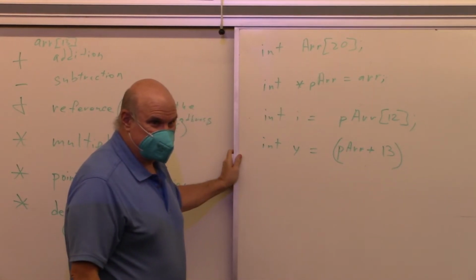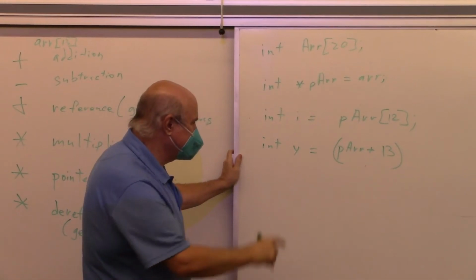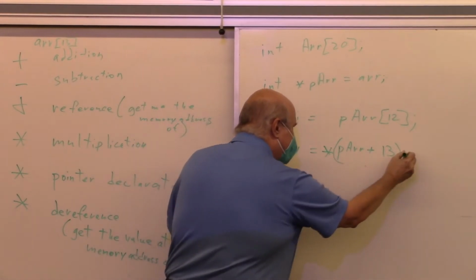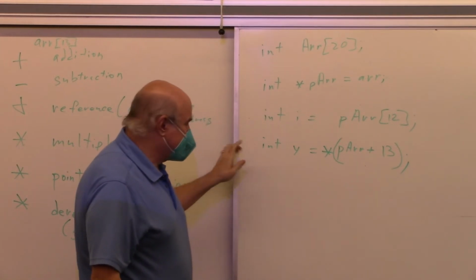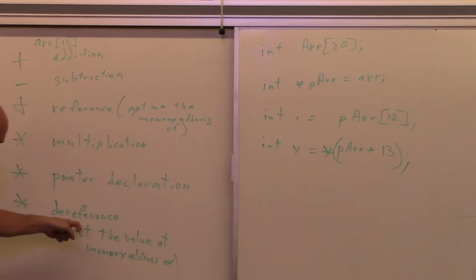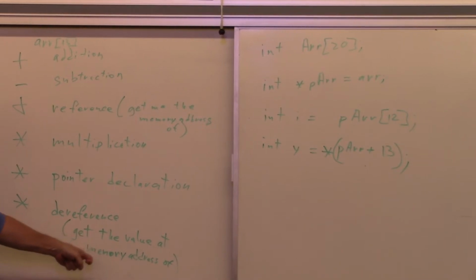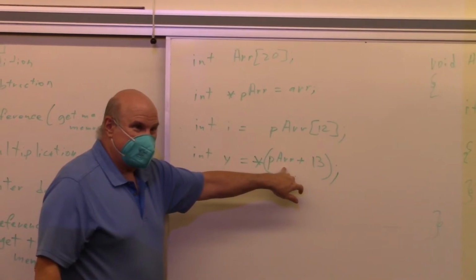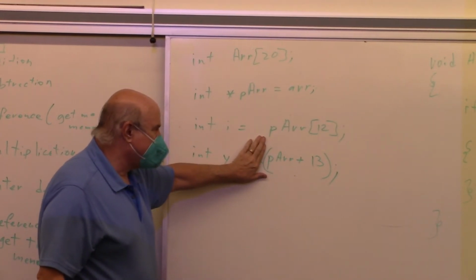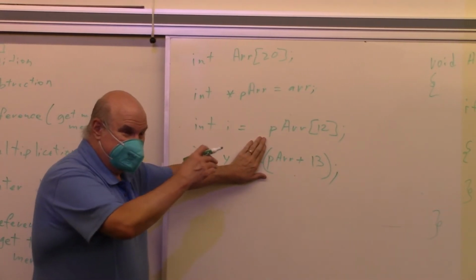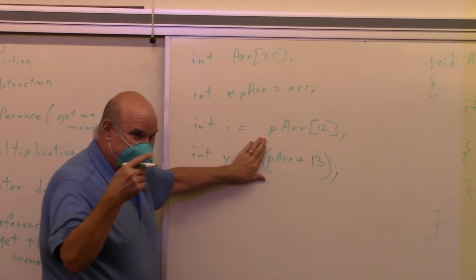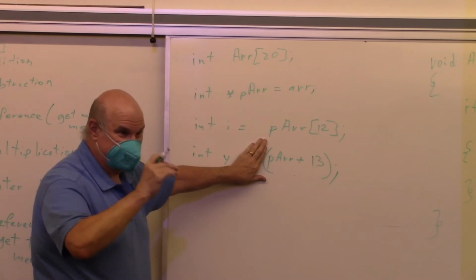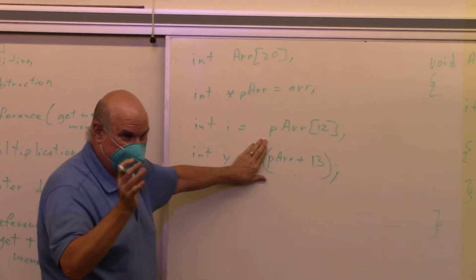That's a pointer expression that is now pointing 13 integers in from PARR. You dereference it. Say, get me the value at memory address 13 down from the beginning of PARR. PARR plus 13. Remember, the compiler knows that it's an integer array, so you don't need to do the size of it. It'll add the times 4 for you.